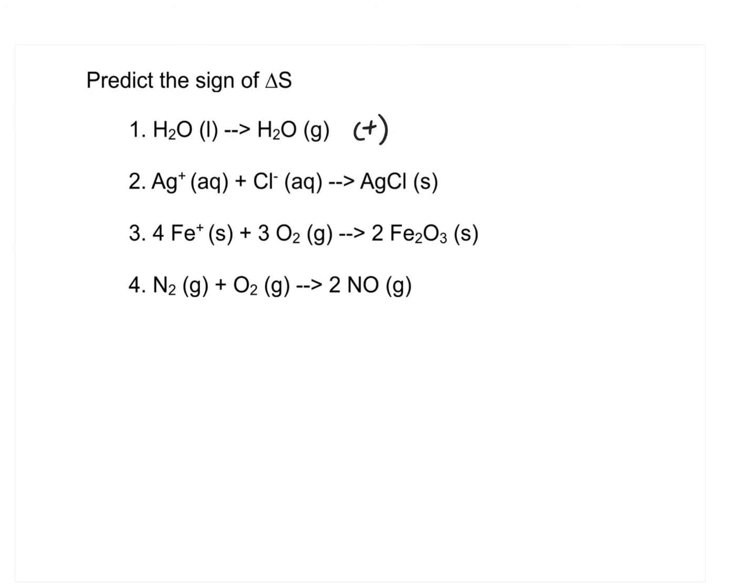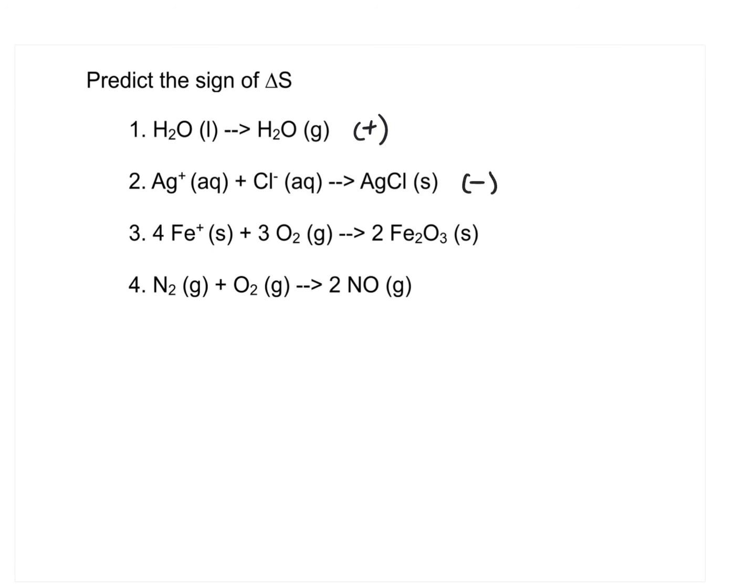Next, we've got silver ions and chlorine ions turning into silver chloride solid. This is the opposite of dissolving. This is a precipitation, because dissolving takes solid and turns it to ions. A precipitation takes ions and turns them to solid. So this is the opposite of dissolving. And if dissolving is positive delta S, well then precipitation must be a negative delta S.